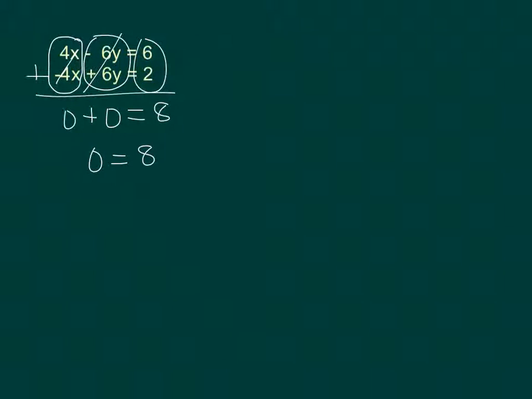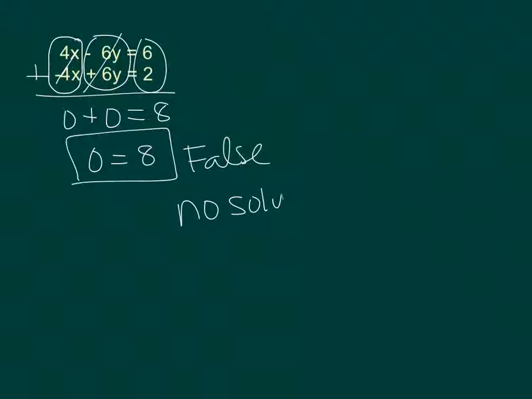What I want you to notice is that both variables canceled out. And we ended up with this statement that is false. And if that statement is false, that means we have no solution and the system is inconsistent. Take this for example.